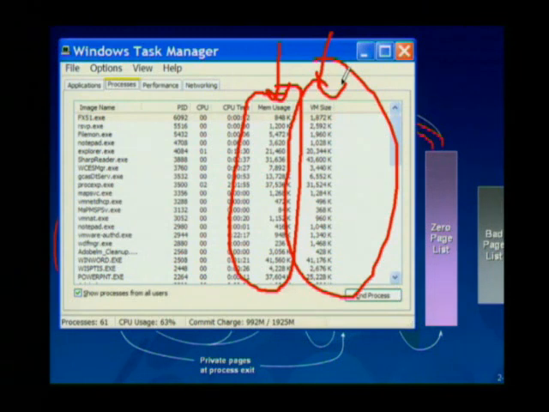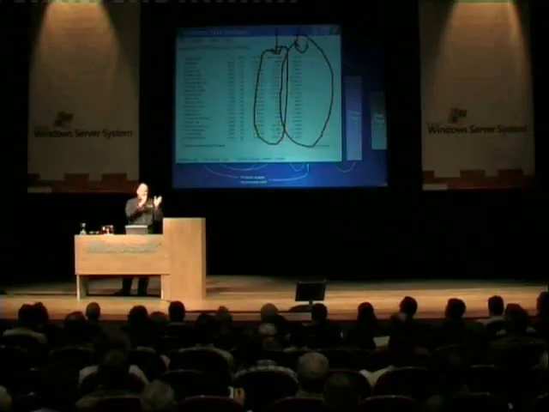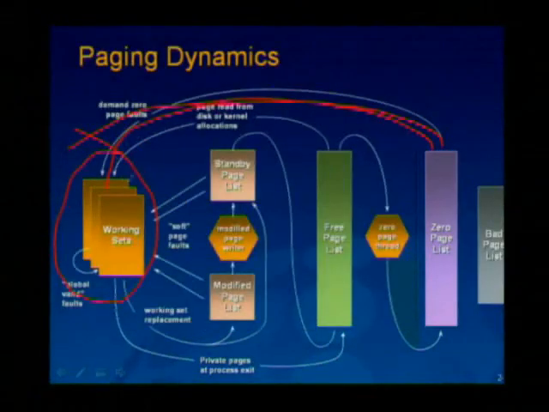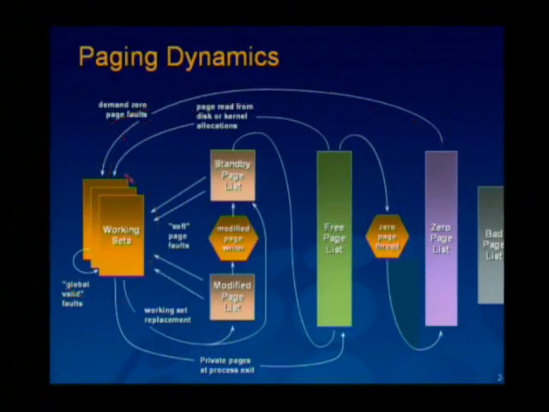So these 2 columns are apples and oranges. They're 2 very different animals. Mem usage is physical memory, code, and data. VM size is virtual memory, data only. So think about that. They're very different numbers. One could be larger than the other, or vice versa. So the process working sets exist. These processes are using memory.